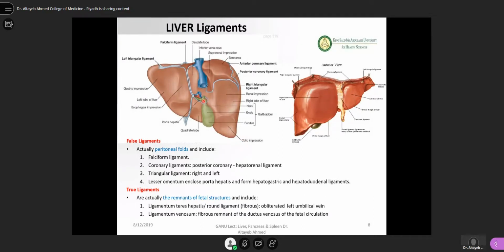These are peritoneal folds. But we have 2 ligaments, which are true ligaments, which are ligamentum teres hepatis, which is a remnant of the left umbilical vein, the obliterated one. And we have here ligamentum venosum, which is a fetal remnant of the ductus venosus of fetal circulation.